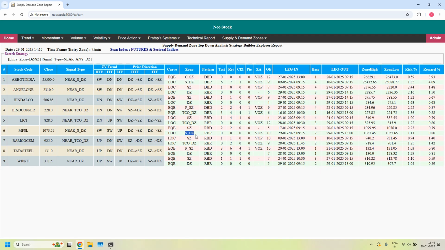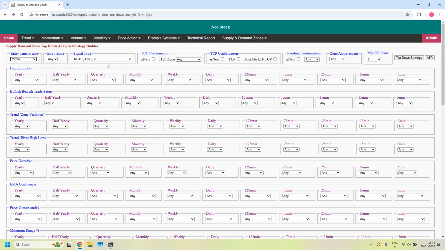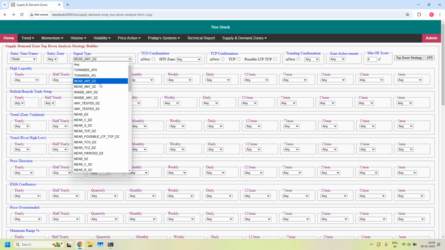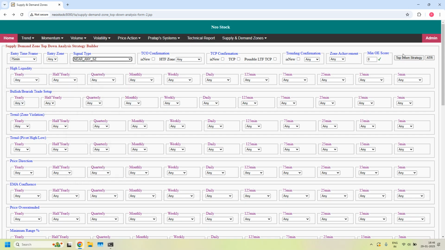Next, MFSL. That's it. We identified 2 high liquidity 75 minutes demand zones from this list. Next, 75 minutes time frame. Let us find the stocks near 75 minutes supply zone.